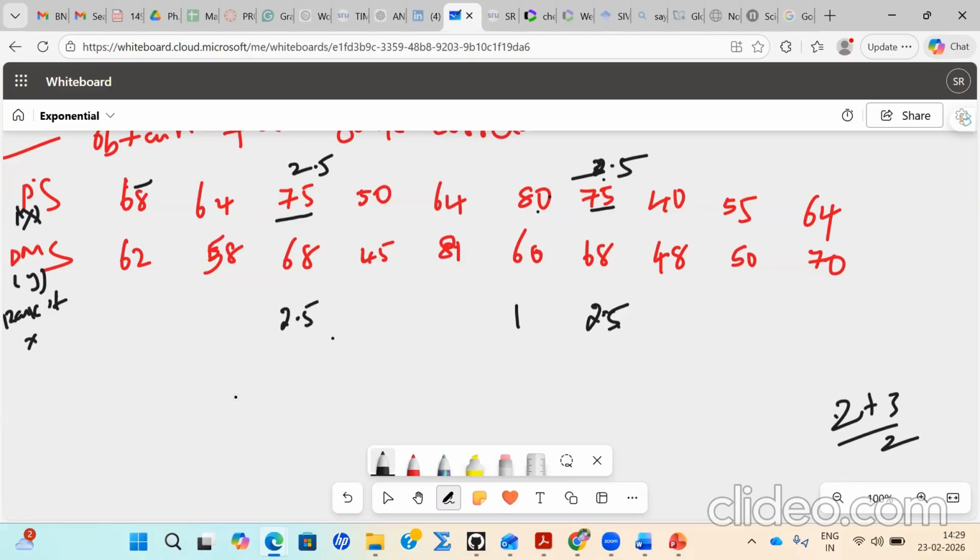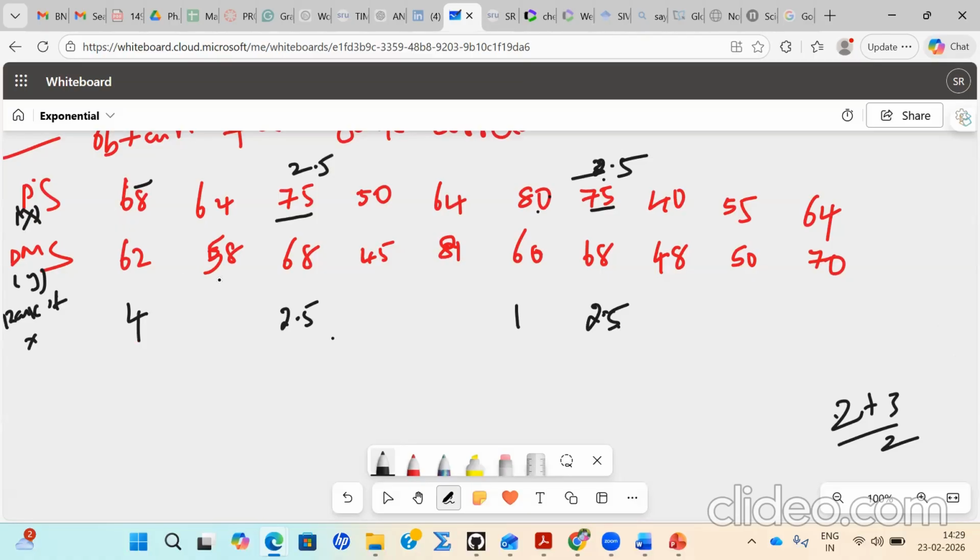Fine? Next candidate. The next highest is 68. Already 3 is allotted, right? What is the next rank? 4. We have to allot 4, because the average of 2 and 3 has already been given. So the next rank is 4. Remember that. If you understand this step, nothing is there in this. This is clear?